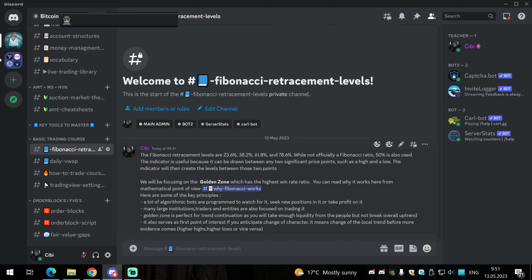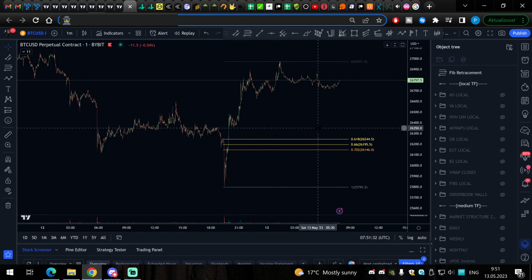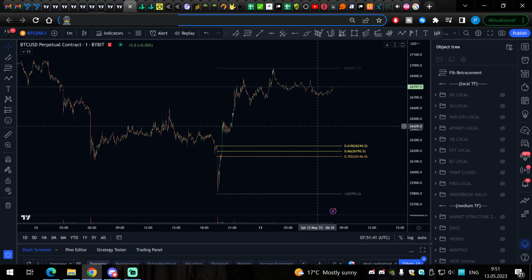A lot of algorithmic bots are programmed to watch for it, seek new positions in it, or take profit in it. We are in a world where 80% of market volume is done by bots, and the bots are programmed, especially on Bitcoin, so that if we fall down into this region, the bots will be taking profit here. Also other traders, other entities, most of the market participants are taking profit. So if you are falling and you have a short and you are taking profit, it means you need to buy on the market. So this is your first force buying here, for the push up.